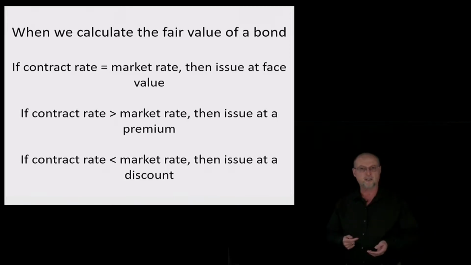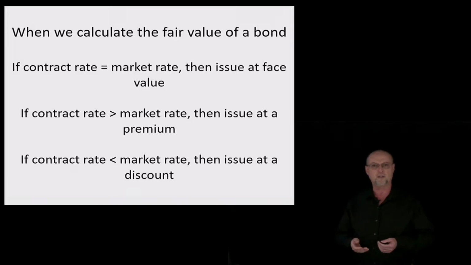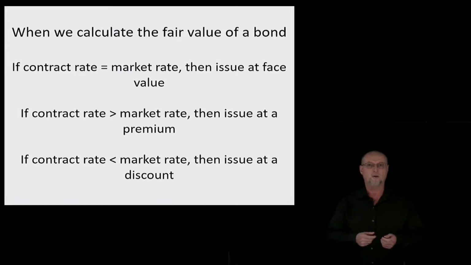If for some strange reason the contract rate and the market rate are exactly the same, which is very rare, then the bonds are issued at face value. So if you have a $10 million bond, the investor would pay $10 million.